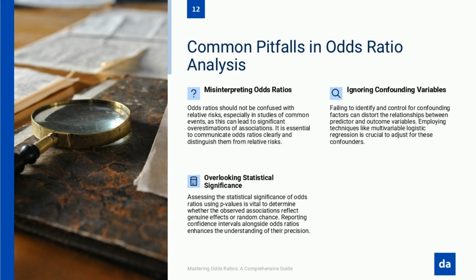This may involve careful consideration of sample size and power calculations, randomization techniques in experimental studies, and the use of validated instruments for data collection. Furthermore, pre-registration of study protocols and analysis plans can help reduce the risk of selective reporting and post-hoc adjustments that may inflate the significance of odds ratios.